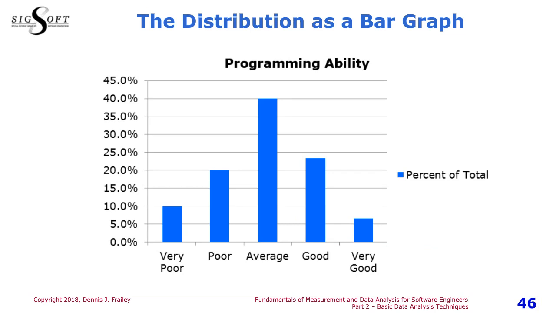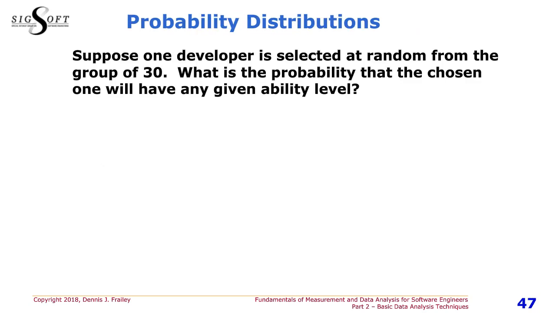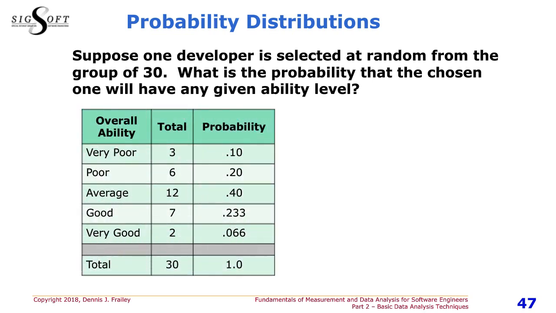This is a graph of that same data, programming ability, and what percentage of the people are in each category. And you can look at that graph and tell pretty much what the data are telling you. Now, suppose I picked a random developer from that group of 30, and I wanted to know what is the probability that they will have any particular level of skill. Well, I can determine that from that distribution. And in this case here, I've replaced the percentages with decimal numbers, but they're really telling you the same thing. And when you do it with probabilities like this, it's called a probability distribution.